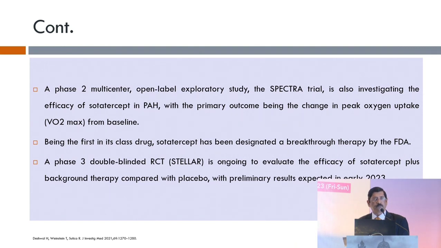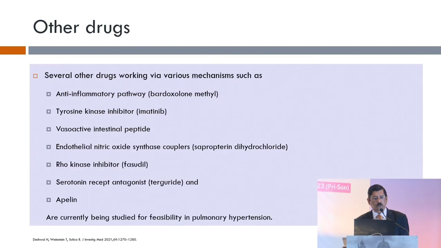There is a phase 2 trial, the SPECTRA trial, also investigating the efficacy of sotatercept in pulmonary artery hypertension, with the primary outcome being the change in peak oxygen uptake from baseline. And it's good till now. Being the first drug in its class, the FDA has assigned it as a breakthrough therapy. A phase 3 STELLAR trial. Here it's written the results are expected. Actually, the results have come out and it's been published in 2023 in JAMA and also available on PubMed. You can go through it.